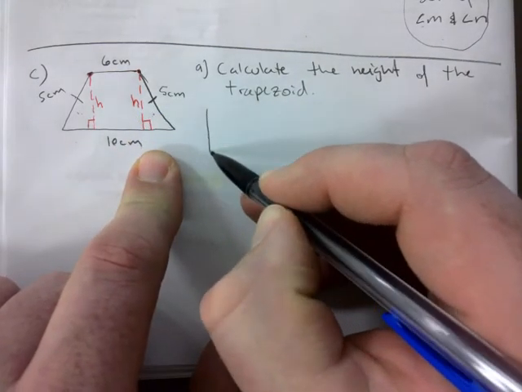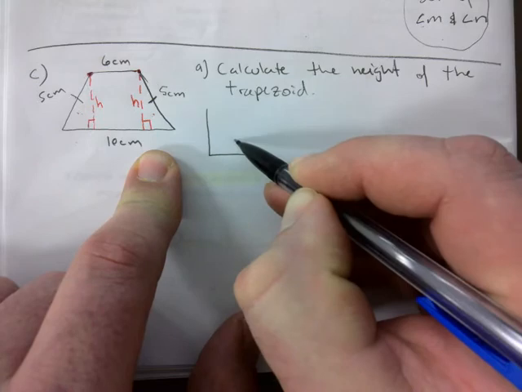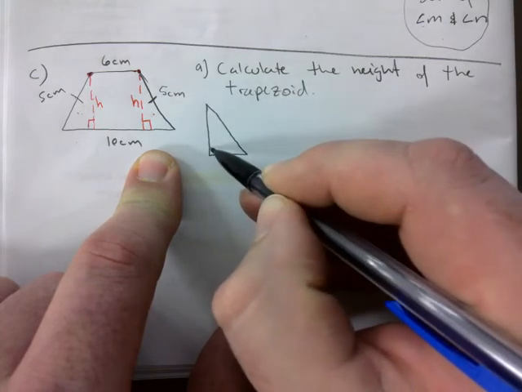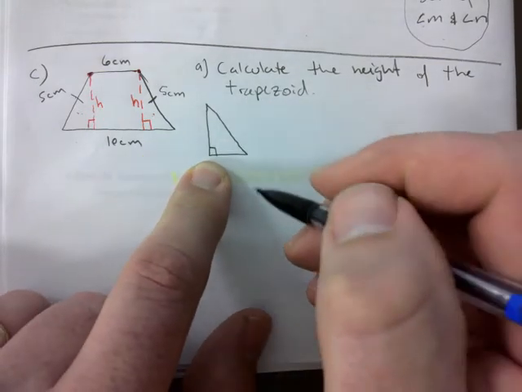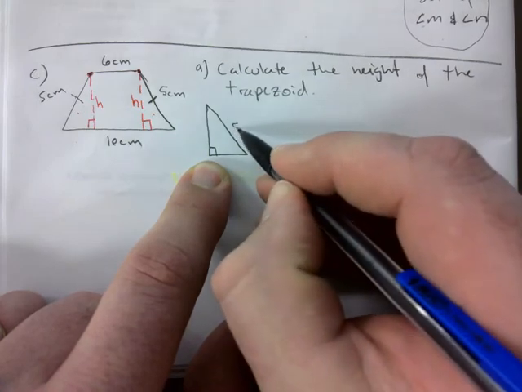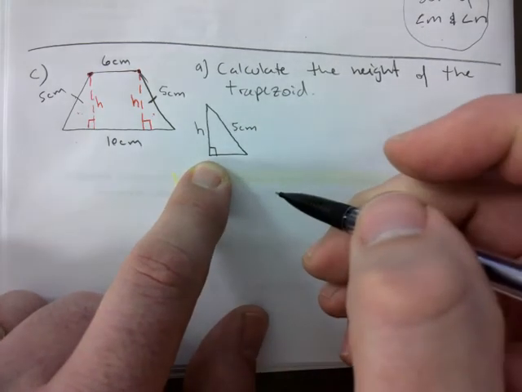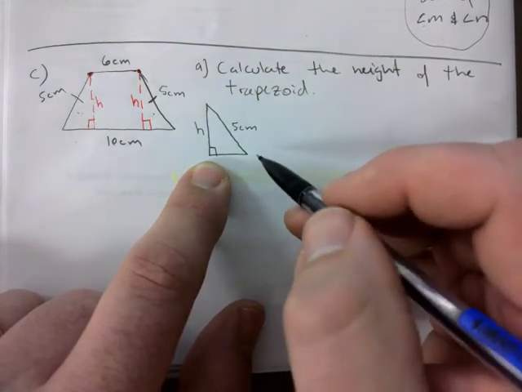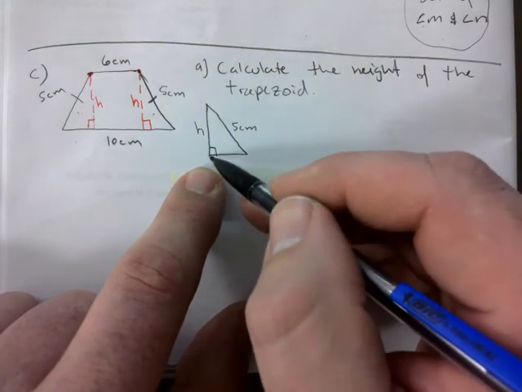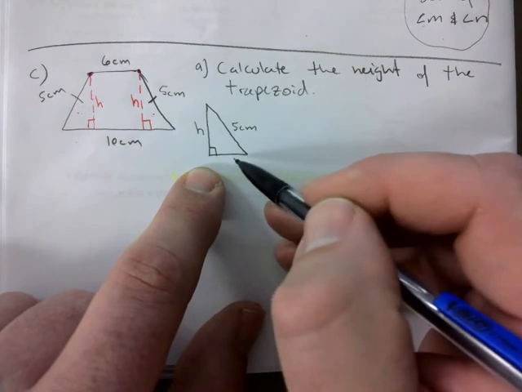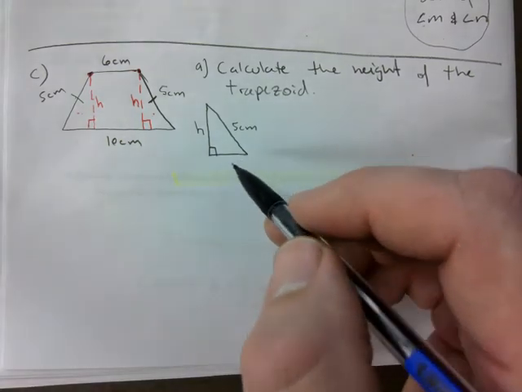Cut it out. Get the 90 in there. We know this is 5 centimeters. This is what we want to find. You could have called it X if you want. And how would we find this bottom piece here? That's where it gets trickier, maybe a little bit trickier.